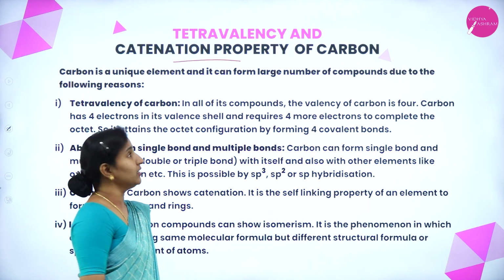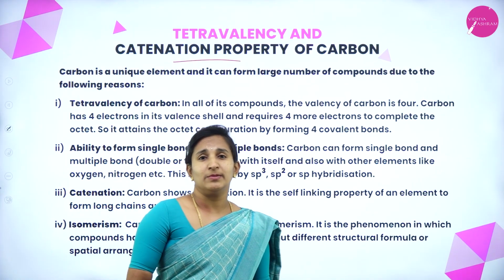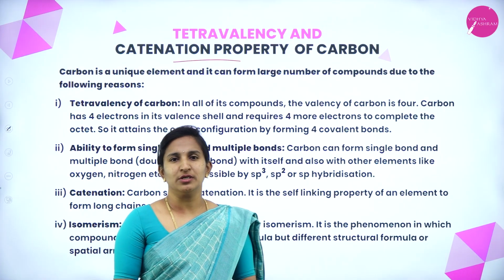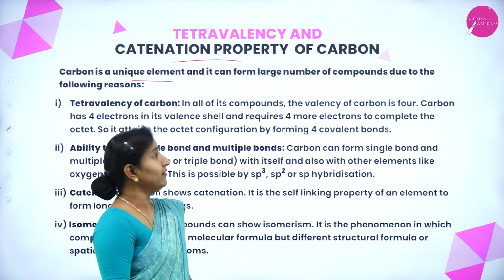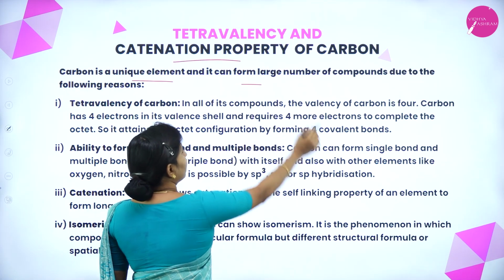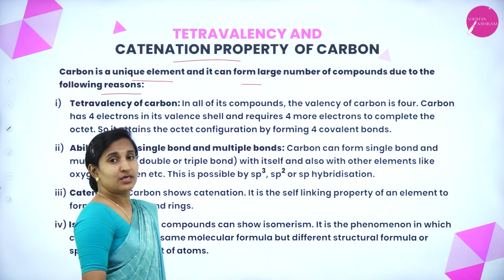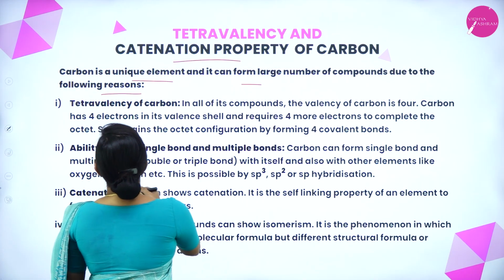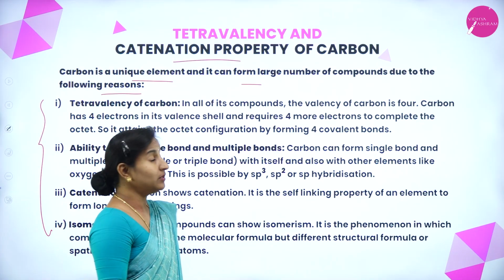Tetravalency and catenation property of carbon. So, why do we need to study carbon separately? It has unique properties, that is catenation and tetravalency. Carbon is a unique element and forms a large number of compounds due to the properties called catenation and tetravalency.